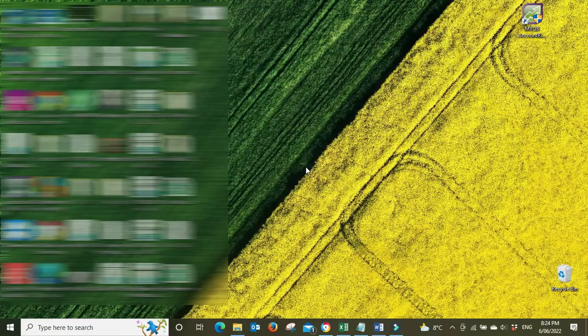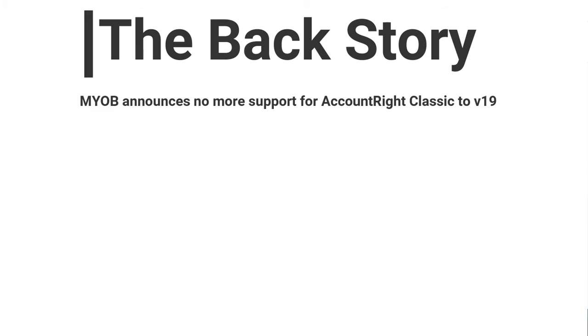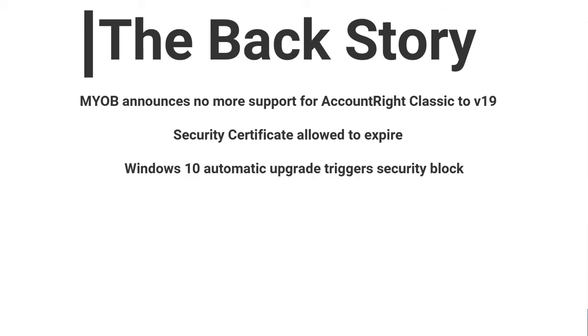So let's close that. A bit of a backstory to this. In 2018, MYOB publicly announced that they would be ending all support for the MYOB Classic range, the classic desktop versions up to version 19. What that meant was they allowed the security certificate to expire, and this triggered a security block on the Windows 10 automatic upgrade. So when Windows 10 did an upgrade and the security certificate had expired, it no longer allowed MYOB to open at all. It wouldn't allow it to execute.